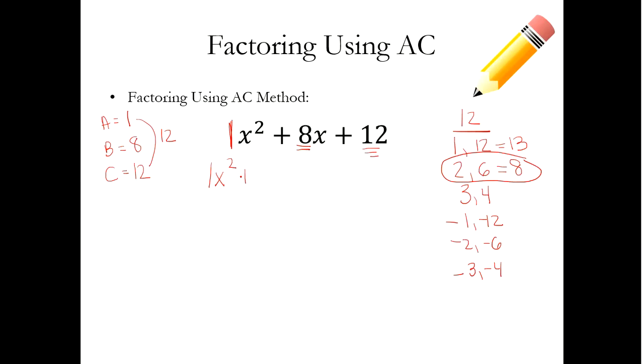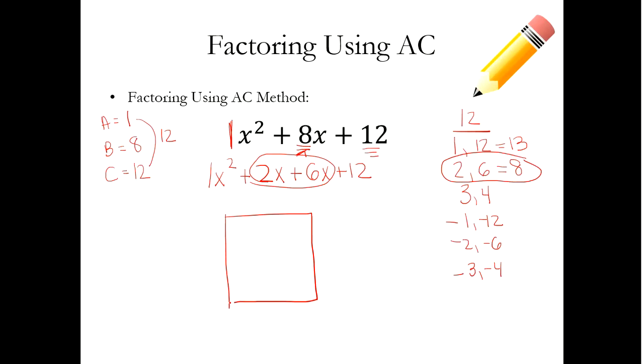1x squared plus 2x plus 6x plus 12. Notice, guys, this together adds to get me my B. What I'm doing is I'm expanding this. I'm basically showing what would have happened if I would have multiplied, because ultimately it's going to factor into two binomials like you had been multiplying before. What this allows us to now do is group it. Factor by grouping. So we can put it inside the box.